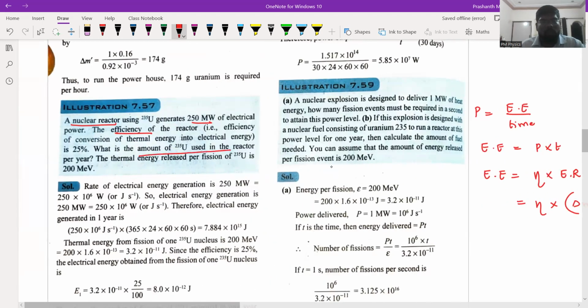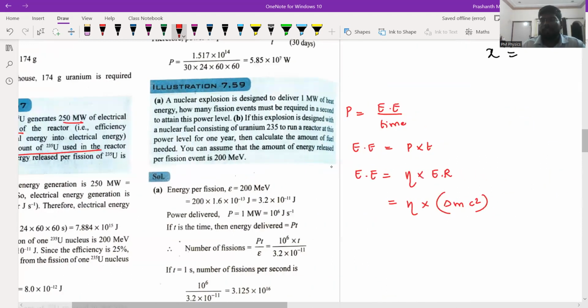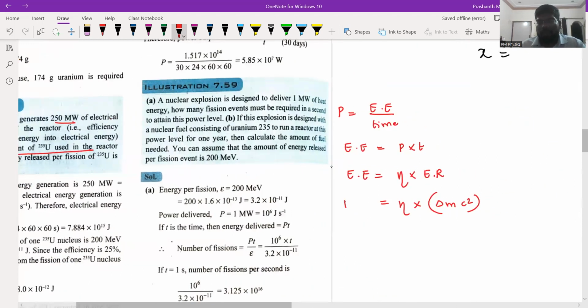And what is the amount of uranium used in this fuel per year, they are asking. That means here time should be taken. One day has 86400 seconds and 365 you multiply. In the place of electrical energy, you can add power into time. So power is 250 into 10 power 6 megawatt, they said. And time is 365 into 86400. Efficiency is given as 25%, 0.25. And we'll get delta M value from delta M into C square.